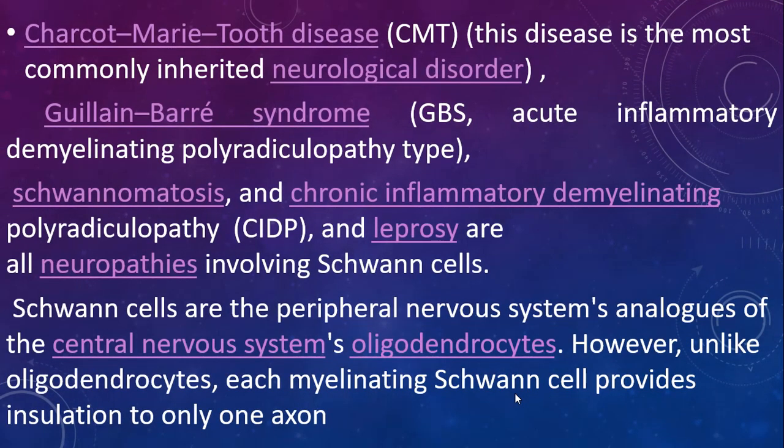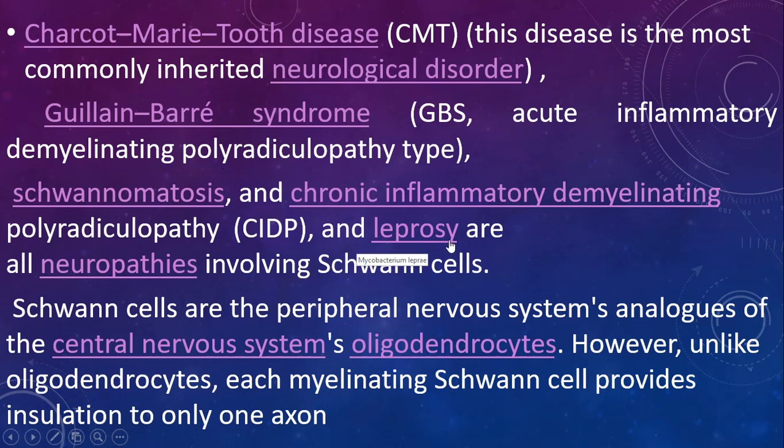Charcot-Marie-Tooth disease, CMT. This disease is the most commonly inherited neurological disorder. Charcot-Marie-Tooth disease, don't forget. Guillain-Barré syndrome, GBS, is the acute inflammatory demyelinating polyradiculopathy type. Don't forget, it's acute inflammatory demyelinating, acute. Schwannomatosis and chronic inflammatory demyelinating polyradiculopathy. This is chronic inflammatory demyelinating polyradiculopathy, and Guillain-Barré syndrome is the acute inflammatory demyelinating polyradiculopathy type.